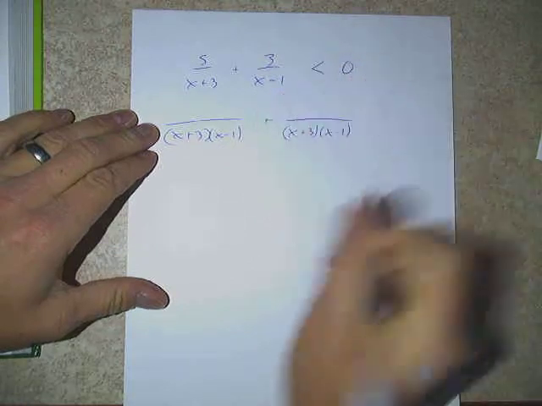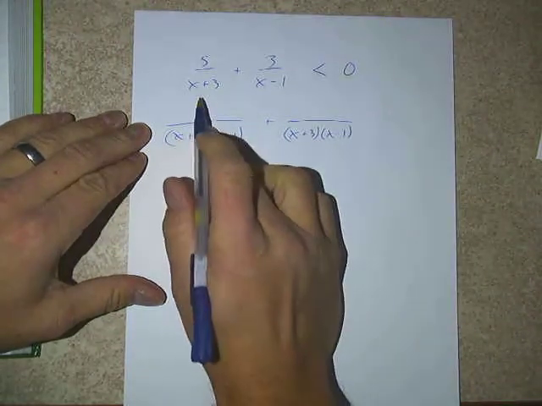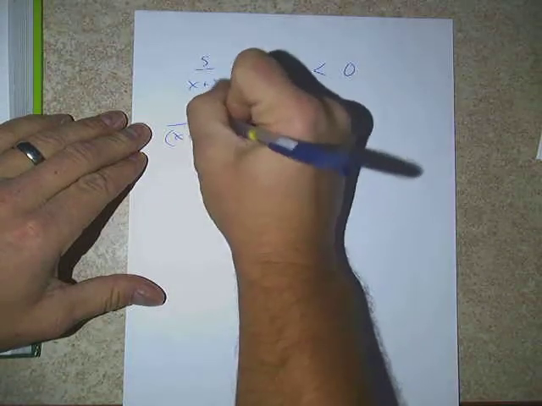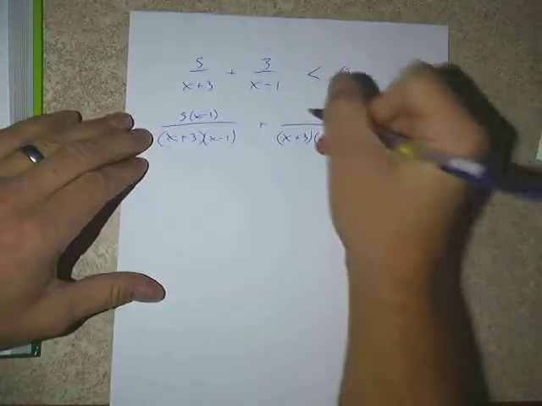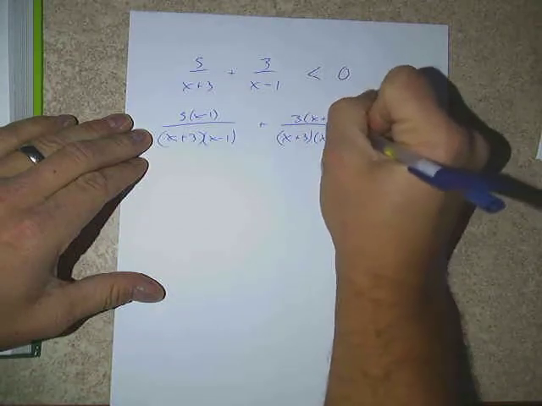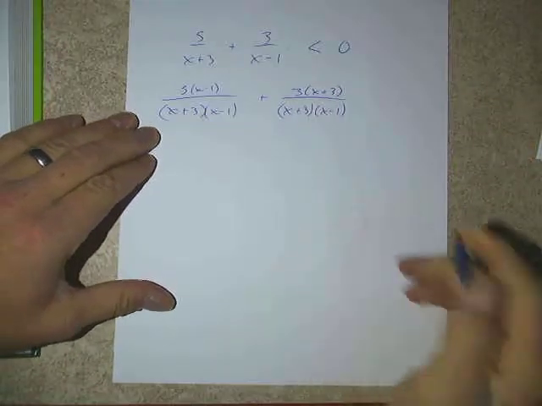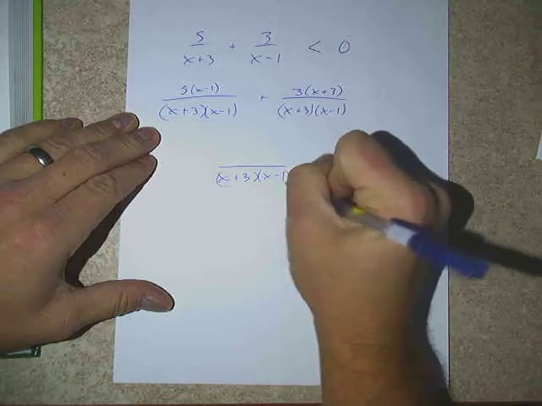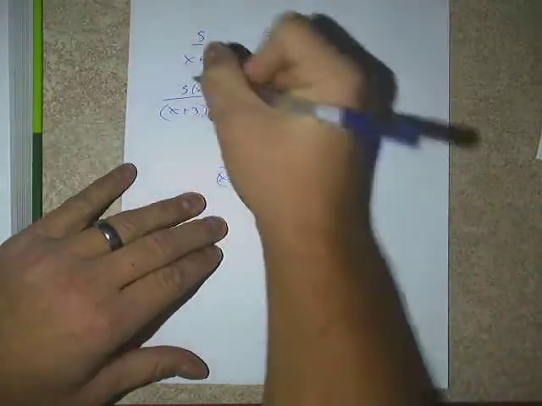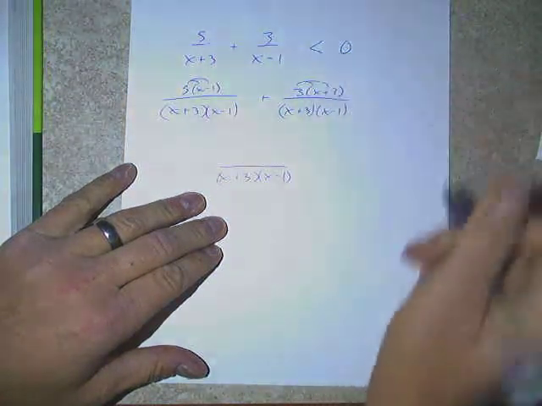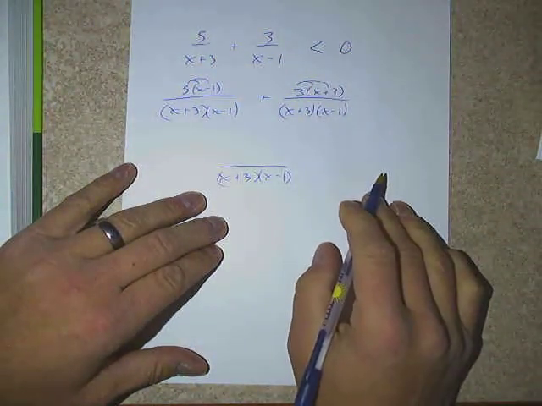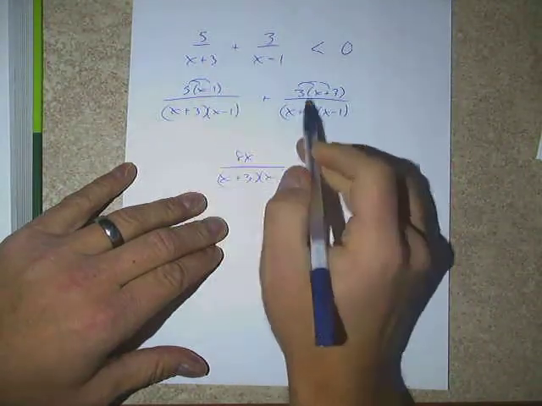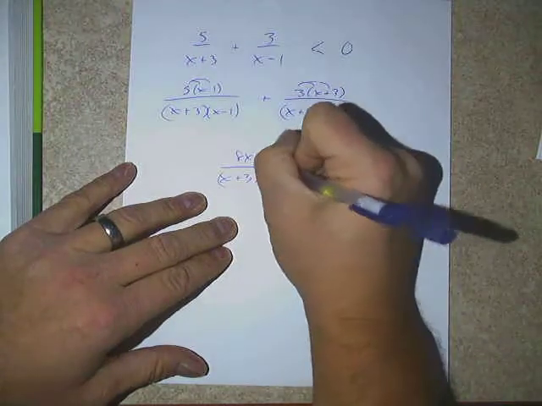So we're going to go ahead and write x plus 3 times x minus 1. And in doing so, we will have multiplied this one by x minus 1, so we'll do the same thing on top, 5 times x minus 1. Similarly over here, we'd have to multiply by x plus 3. Then we can put that all together and get x plus 3 times x minus 1 on the bottom. On the top, I'm going to distribute these and combine the like terms to get one expression on the top.